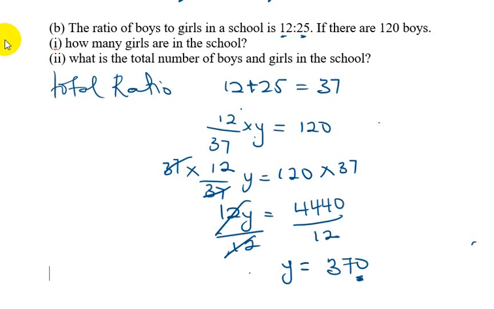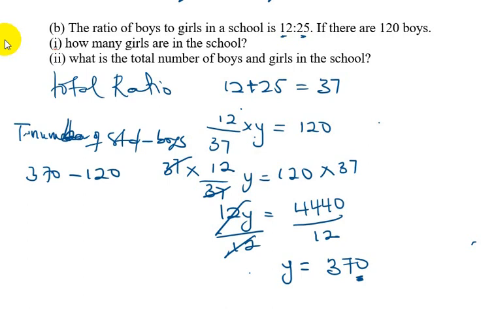So if we want girls, it is the total number of students minus the boys, okay? So we're going to get 370 minus 120, and that is going to give us 250 students for the girls. That's simple like that.